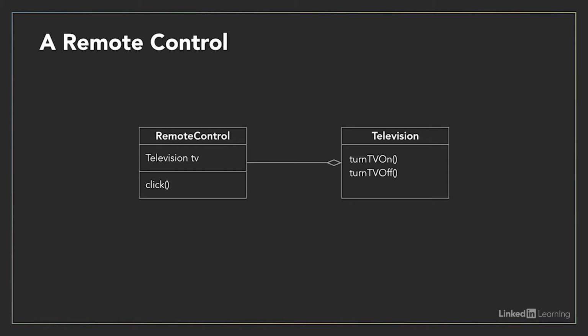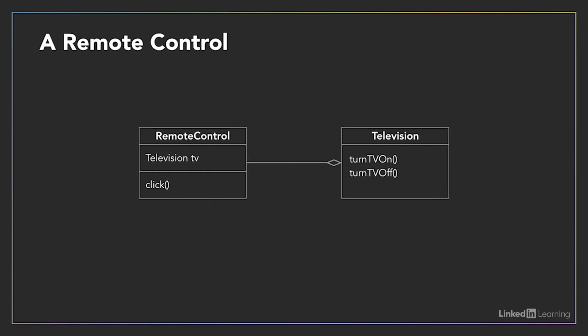Consider this remote control class. It has a click method that's called when a user indicates they want to control a television. The remote control depends on a lower level class called television, and that class offers two methods, turn TV on and turn TV off. So when the user clicks, the remote control click method has the logic to toggle between the on and off states by calling the turn TV on and turn TV off methods respectively.